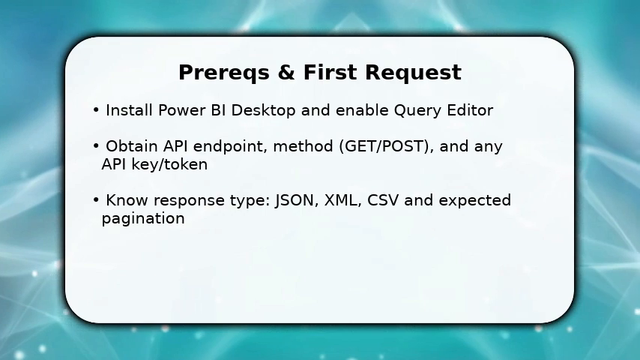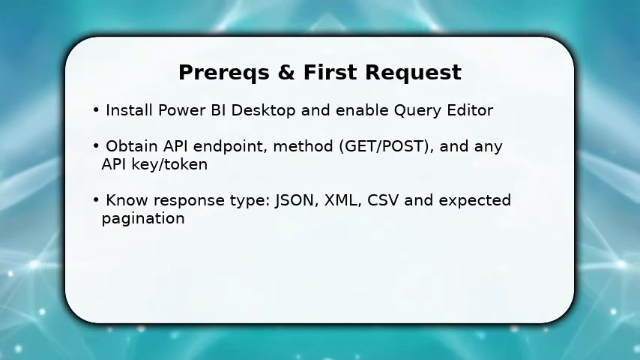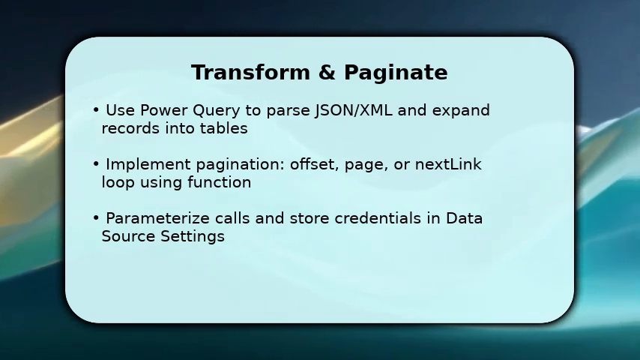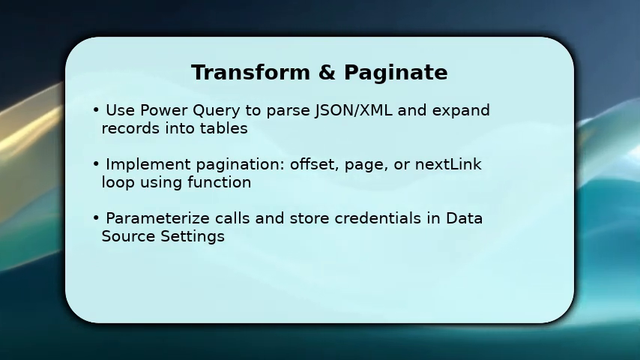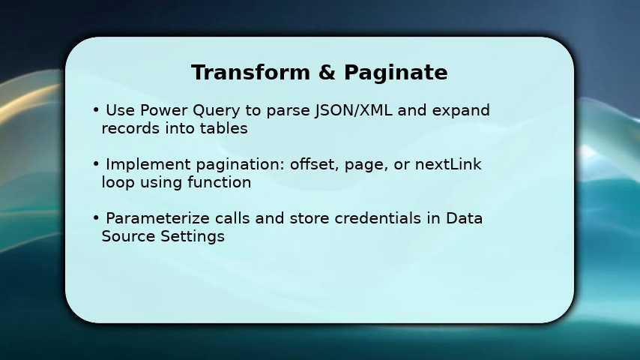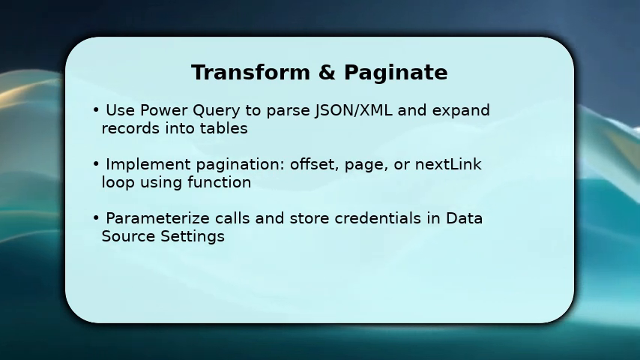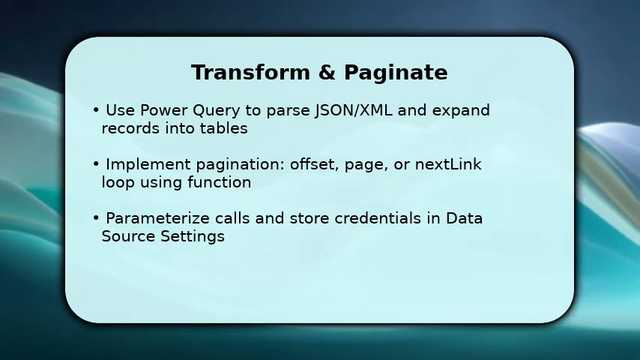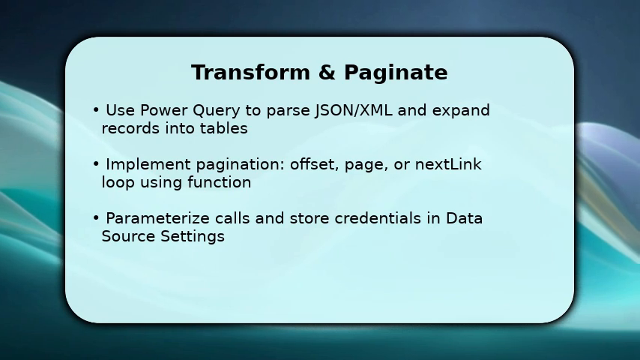Next, you transform and handle complex responses. Use Power Query's JSON, document, or XML tables to parse the payload, then expand nested records into usable columns. For multi-page APIs, create a Power Query function that takes page or token parameters and call it from a list-generating query to iterate until no next page exists.